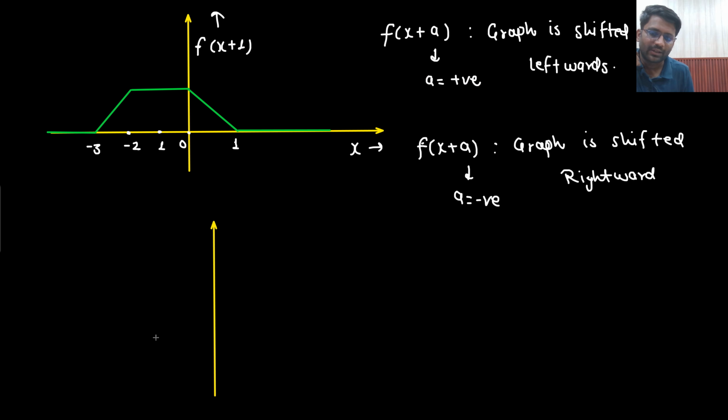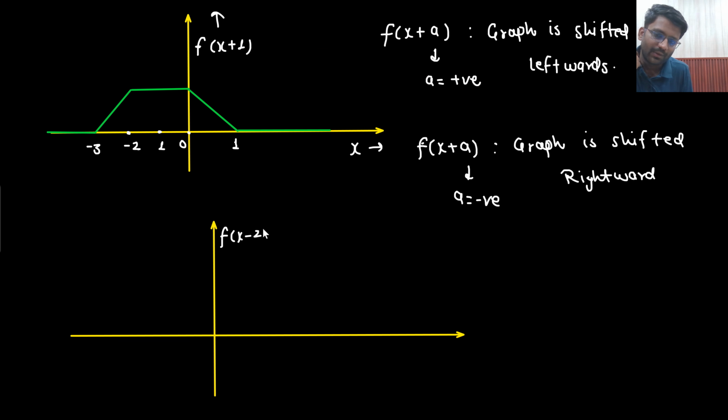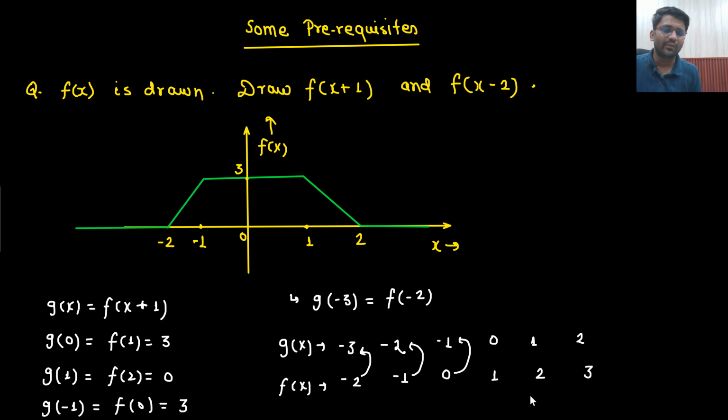For sure, sir, I can draw the graph of f of x minus 2. The graph will be shifted by 2 towards the right hand side. So this is known as right shifting, this is known as left shifting. If it is positive, then left shifting. If it is negative, then right shifting. So it will be shifted by 2.